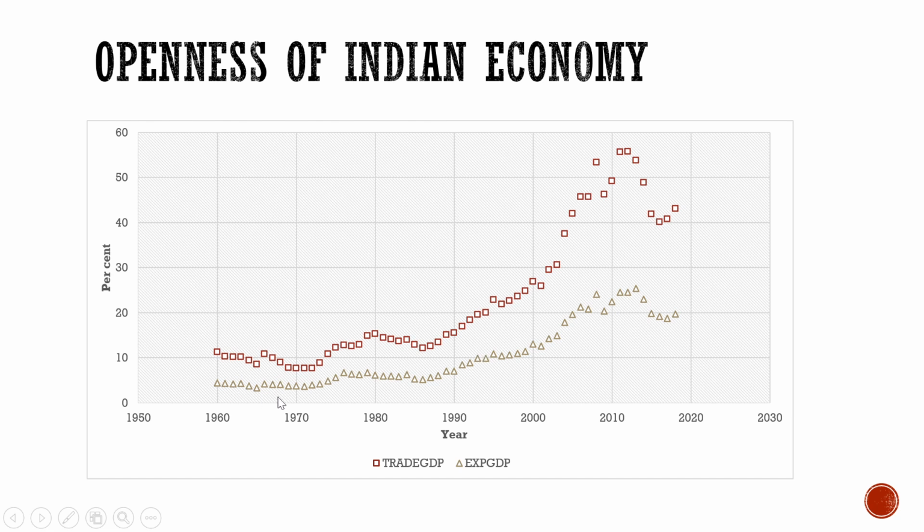As we talk about the export-to-GDP ratio, it is somewhat stable, but after 2000 it increases sharply and becomes stable in 2005-6 to 2018. So the Indian economy is not that open compared to the more advanced economies.